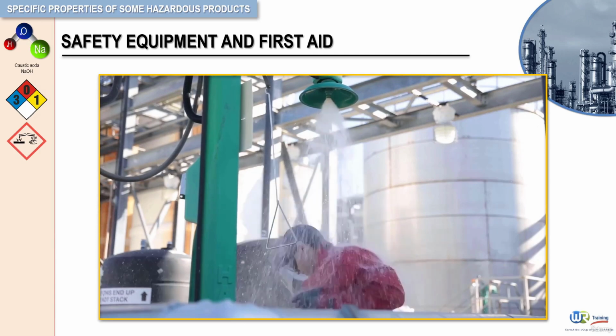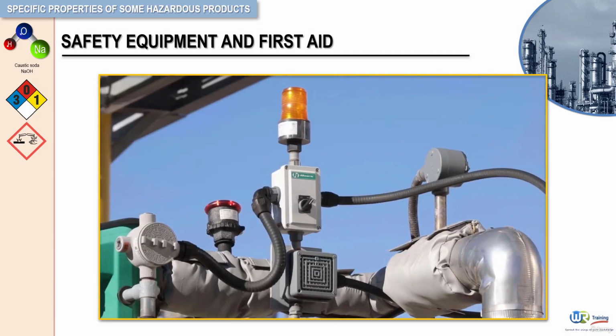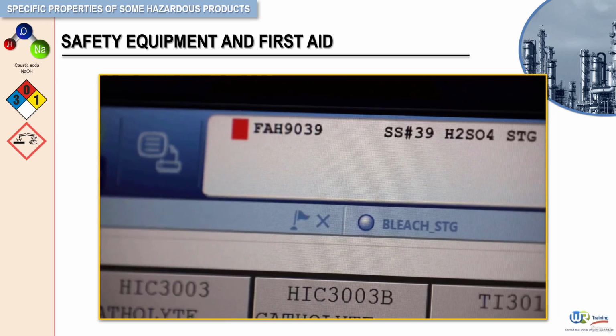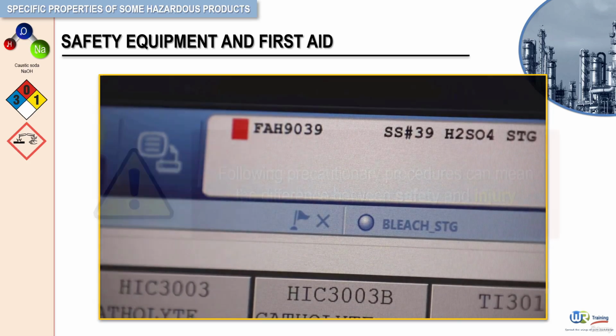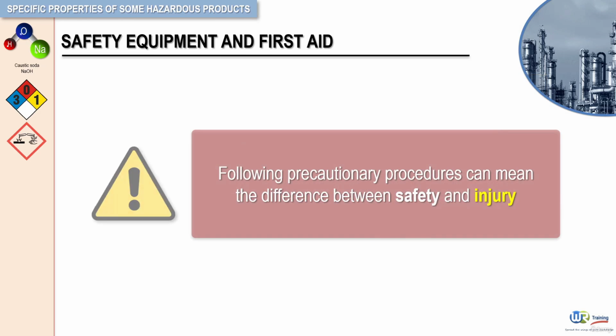Consideration should be given to providing alarms on safety shower handles to automatically alert other personnel to the emergency. Following precautionary procedures can mean the difference between safety and injury. Sometimes, even a well-trained and well-protected operator can accidentally be exposed to caustic. Proper training and first aid procedures are important when working with caustic solutions.